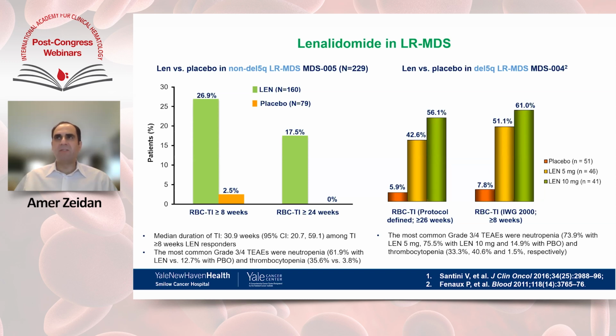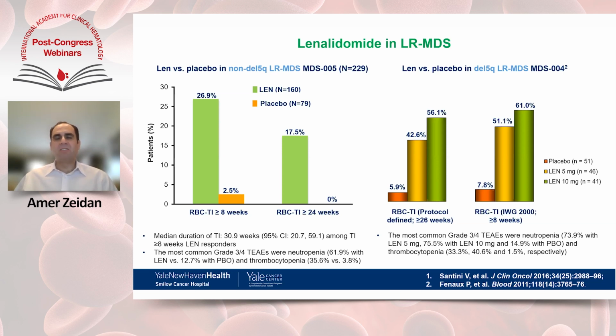So those are patients who have severe anemia, needing regular transfusions, and with deletion 5q, lower risk MDS. You can see to the right that the transfusion independence rate is more than 60%. Almost 2/3 of patients will become transfusion independent. To the left, you can see that even among patients who do not have deletion 5q but have lower risk MDS and transfusion dependence, you can still get some responses. It's only around a quarter of patients with lenalidomide.